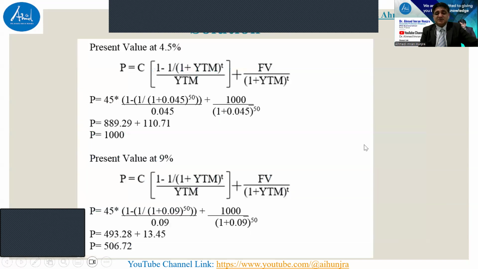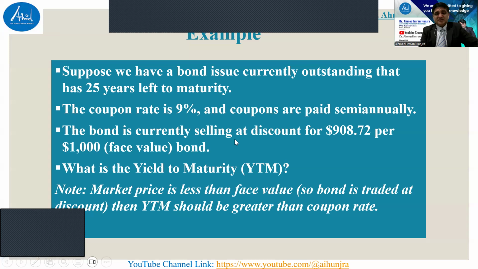So we can simplify here. First we have to halve the 9%; this YTM will be divided by 2. Half of this is 4.5. And how many semi-annual periods are in 25 years? 25 multiplied by 2, so 50 semi-annual periods.